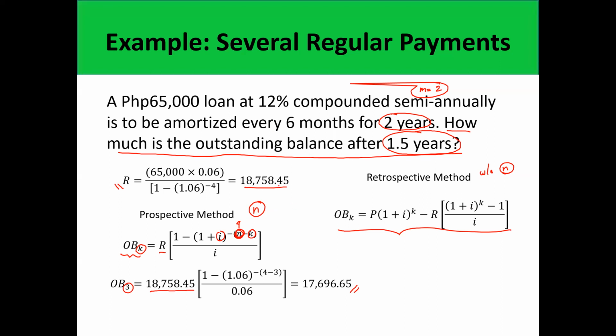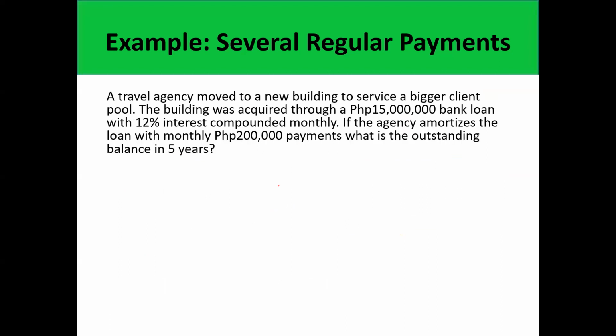So let's try to illustrate this retrospective method. A travel agency moved to a new building to service a bigger client pool. The building was acquired through a 15 million peso bank loan with 12% interest compounded monthly. If the agency amortizes the loan with monthly 200,000 peso payments, what is the outstanding balance in 5 years?